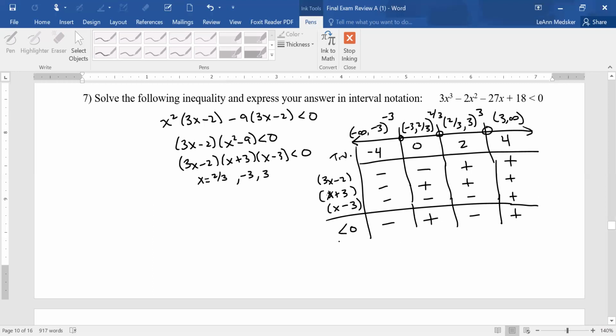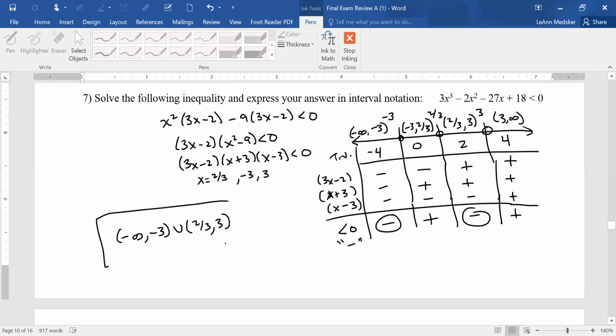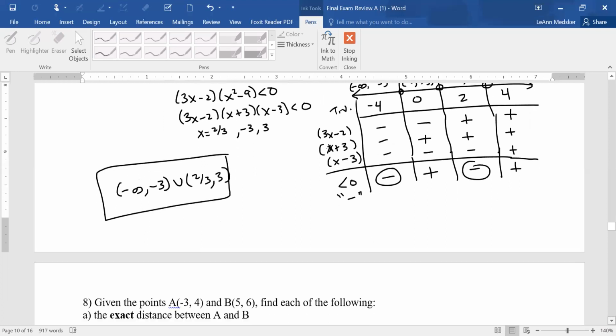We wanted less than 0, which means we want negatives, so we circle the regions that make that true statement, and then your intervals are up above. So this is negative infinity to negative 3, union with 2/3 to 3. So that is the true intervals, or the places where this original inequality would be true.